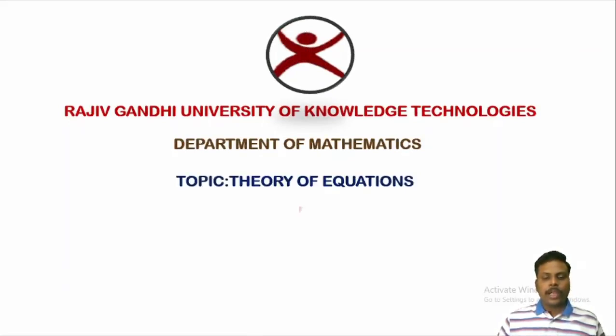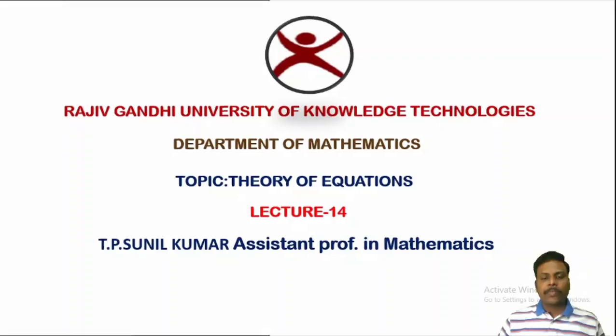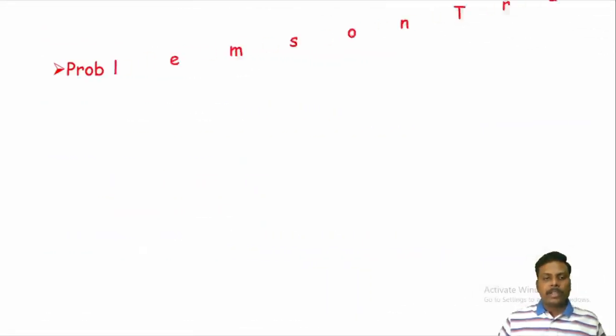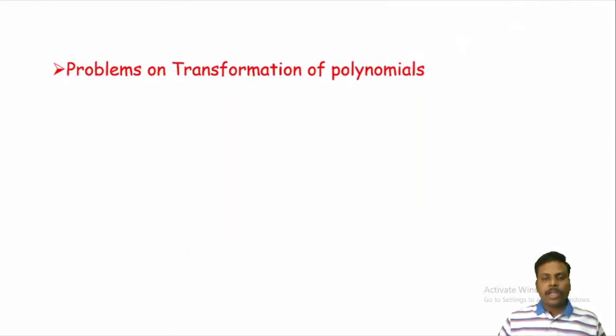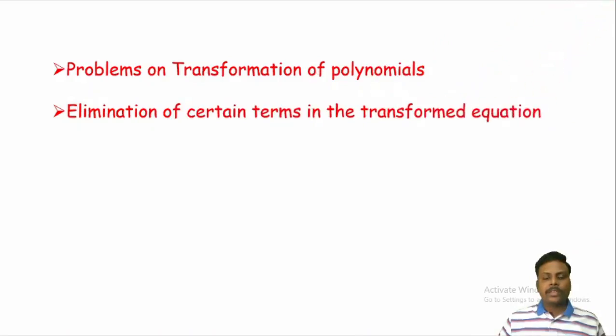Welcome to lecture 14 in theory of equations. Hope you have watched the previous 13 lectures in this topic. In this lecture, we will be discussing some problems on transformation of polynomials and we will discuss how to eliminate certain terms in the transformed equation.